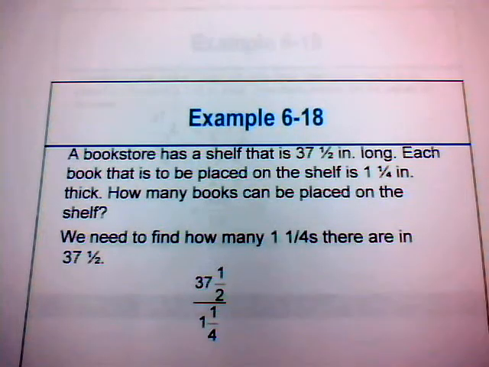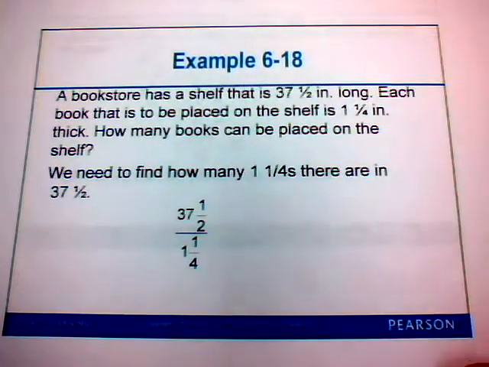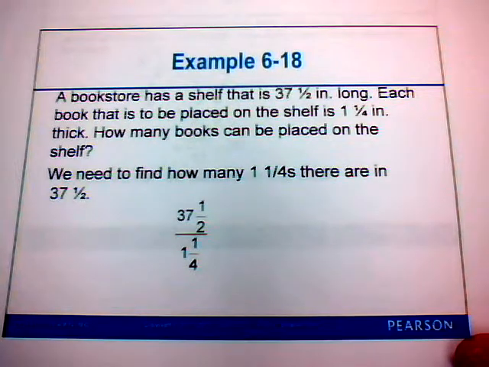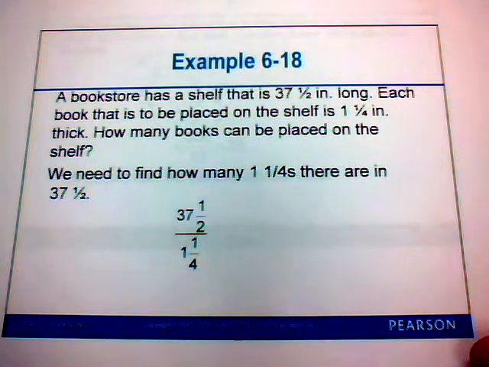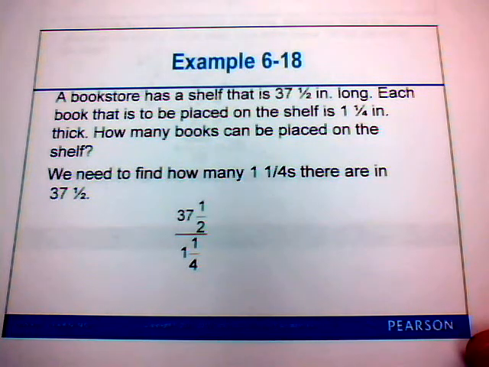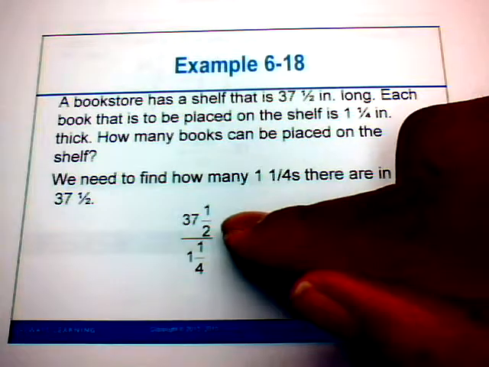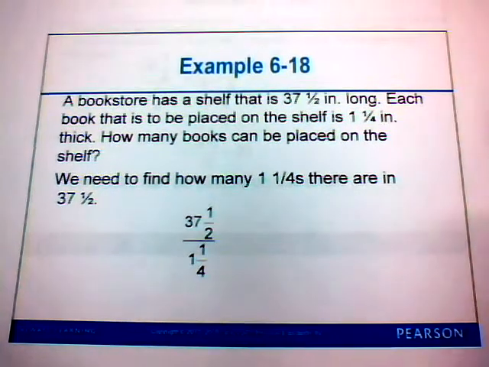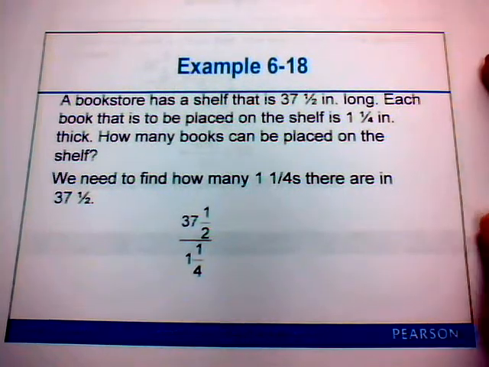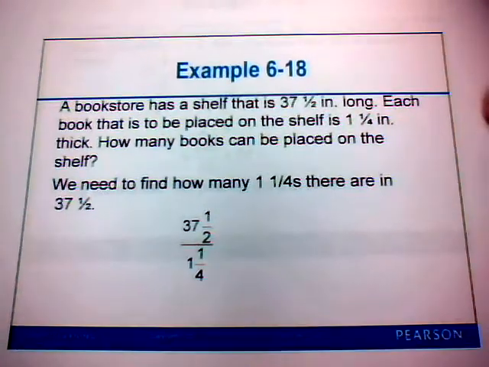Here's another example. A bookstore has a shelf that is 37.5 inches long. Each book that is to be placed on that shelf is 1.25 inches thick. How many books can be placed on that shelf? Now here we need to find how many 1 1/4 there are in 37.5. So this is a division problem here. And this is another way of writing a division problem: 37.5 over 1 1/4.